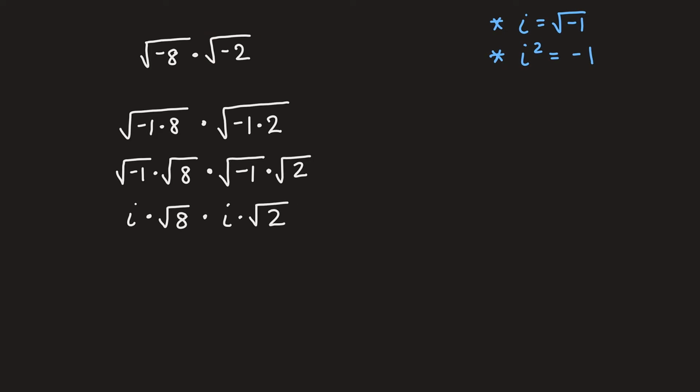Now we can multiply this out. We get i squared times the square root of 16. We replace i squared with -1, and the square root of 16 is 4, and so we get -4 as our answer.